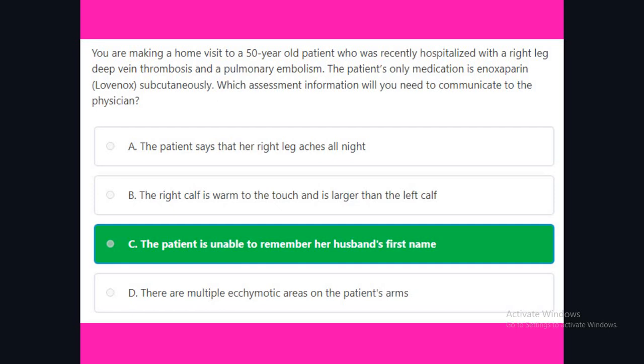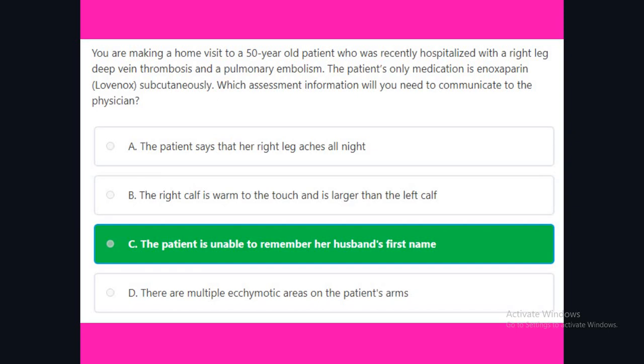You are making a visit to a 50-year-old patient who was recently hospitalized with right leg deep vein thrombosis and pulmonary embolism. The patient's only medication is enoxaparin subcutaneously. Which assessment information will you need to communicate to the physician? The patient says that her leg aches all night. This is a normal sign and symptom of DVT, so this is not a concern. The right calf is warm to touch and larger than the left calf. This is also a normal sign and symptom of DVT.